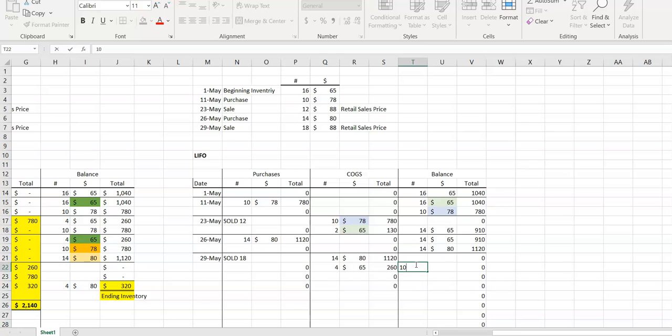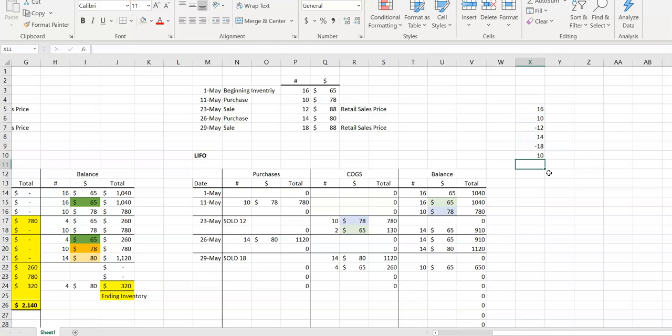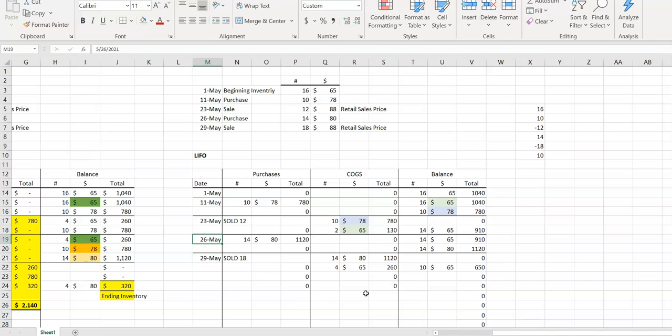I did something wrong somewhere. I've got 10 left at 65. I'm going to come up here and double check. Let's see what I had. I had 16 plus 10 minus 12 plus 14 minus 18. So how many should I have? I should have 10. So that one's right. This one's wrong over here. Well, let me finish this one, and then we'll go back and look at that one.